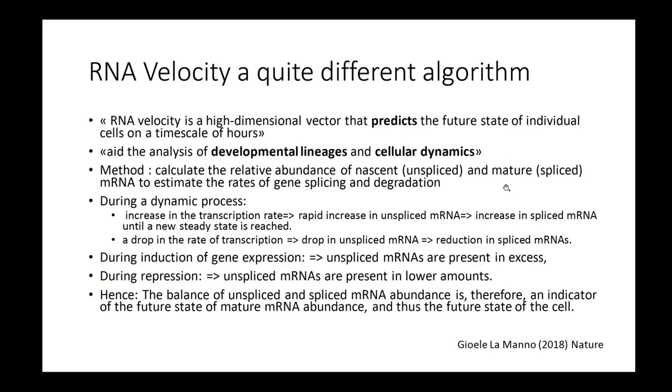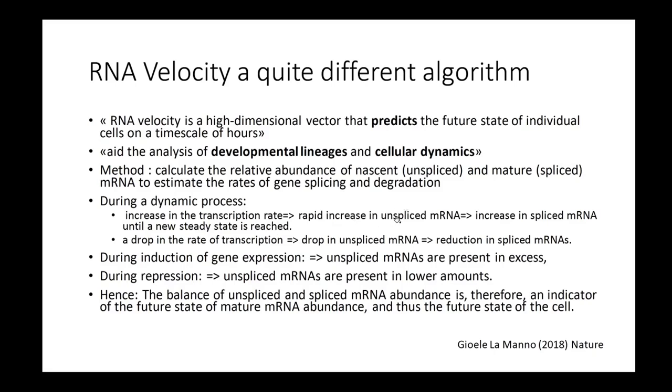What it does, and there you would actually need the FASTQ files to understand this, is that it tries to calculate the relative abundance of nascent, so unspliced, and mature, so spliced, mRNA to estimate the rates of gene splicing and degradation. They mention here that during a dynamic process, if you have an increase in the transcription rate, you will have a rapid increase in unspliced mRNA and then an increase in spliced mRNA until a new steady state is reached.